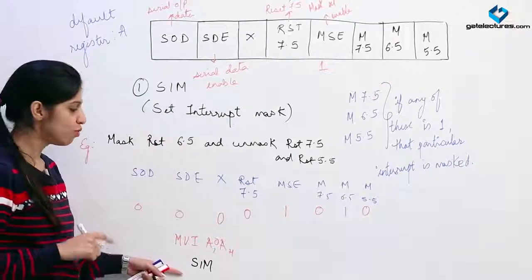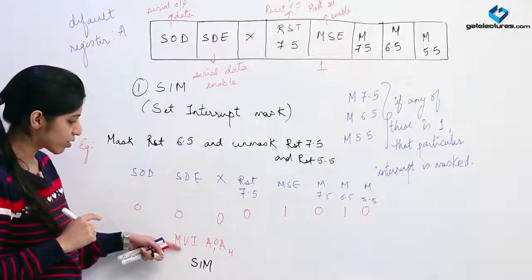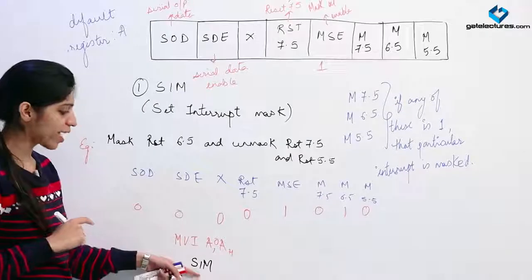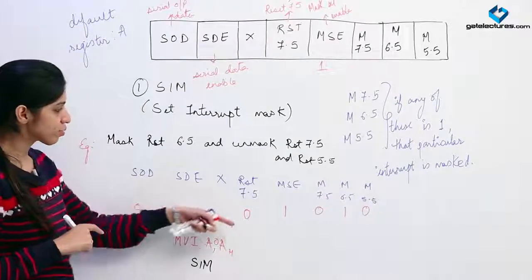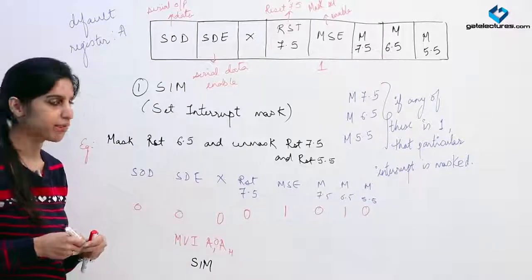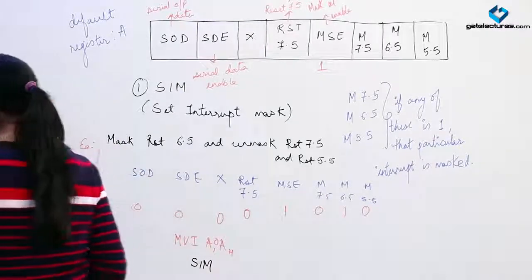So what does this do? This instruction loads the accumulator with 0AH, with this data, and after I write the instruction SIM, this is going to mask RST 6.5. Okay, let us just take one more example.